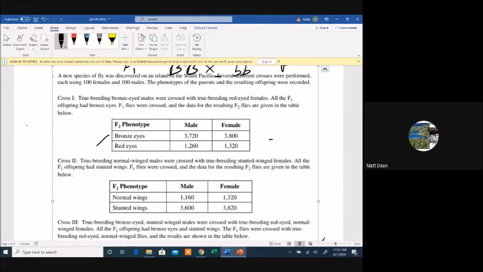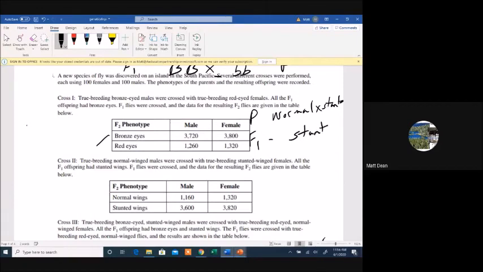So we're taking normal wings, crossing with stunted wings. These are both homozygous. So we know these are the parental generation. We know the F1 get one normal wing gene and one stunted wing gene. They all turn out to be stunted. So I'm hoping that leads you to believe that stunted is probably dominant. Then let's look at the F2s. Notice the F2s.